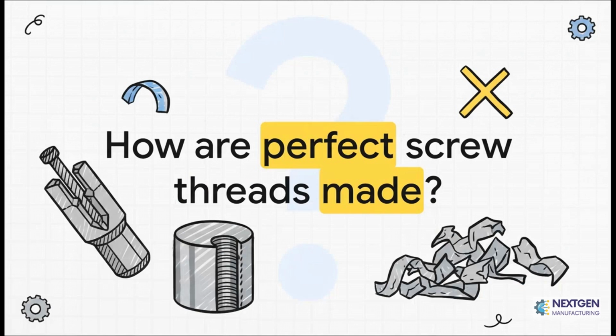So, have you ever really thought about it? How do you get those perfect, clean screw threads inside a solid block of metal? I mean, it sounds simple, but it's a real challenge of incredible precision that every single engineer and machinist has to master. Because if you get it wrong, well, you've just made a very, very expensive piece of scrap metal.